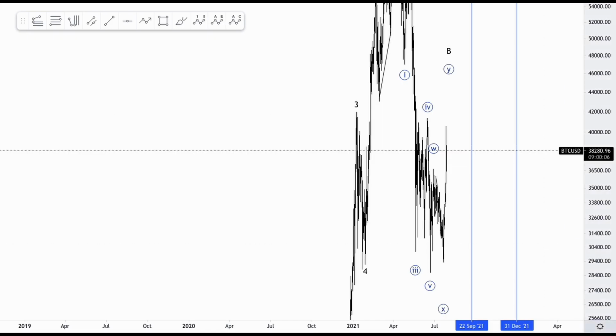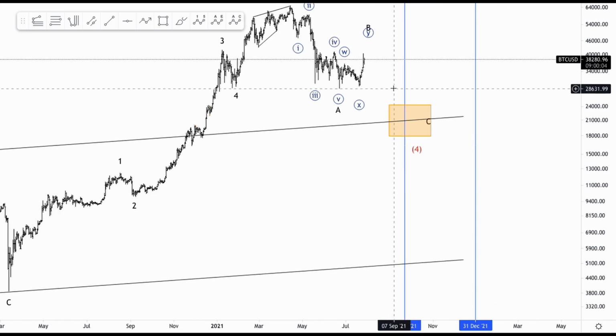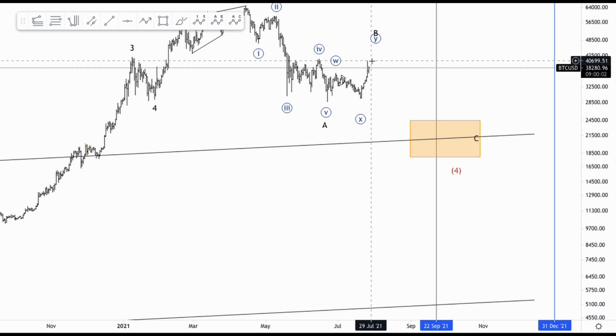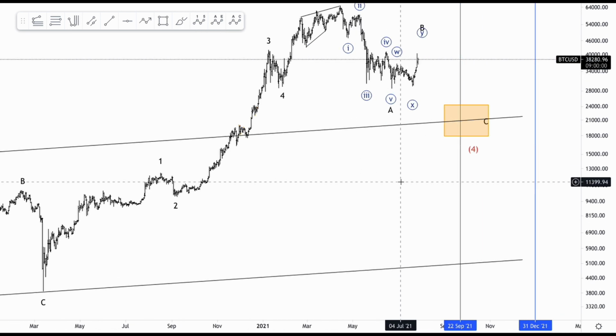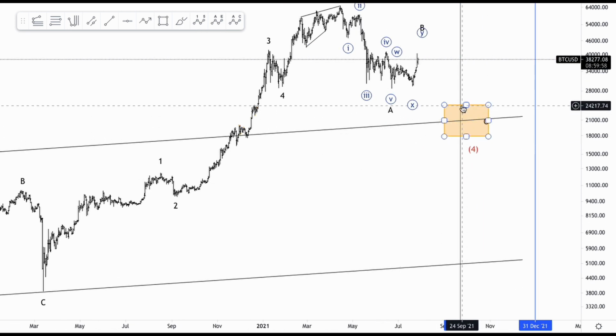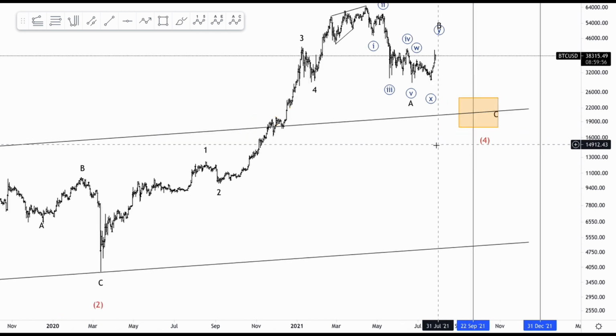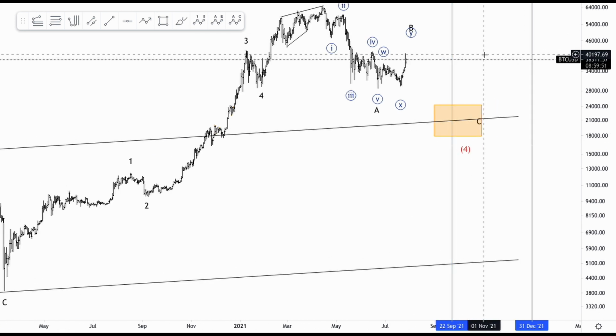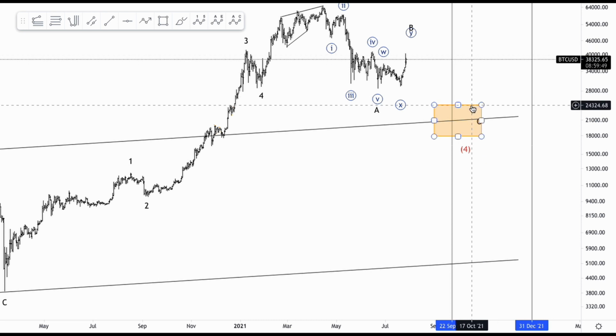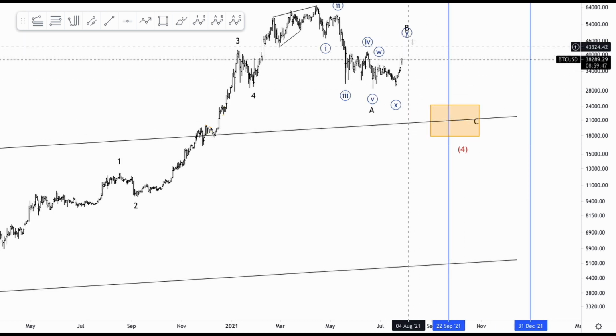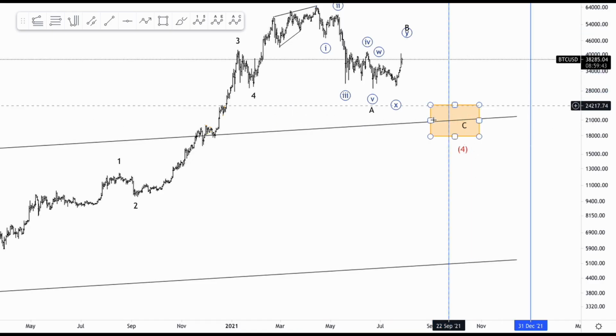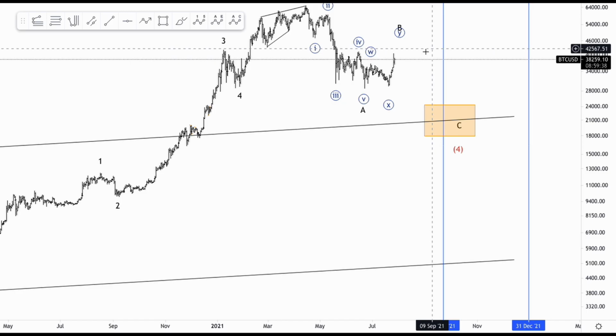Now, if I take you back to the daily, for instance, we can see that with a top completed here, my zone of interest would be this one between 4 and 17,000, which, as I mentioned many times in my previous video, is a zone of confluence for many things. But even if we move higher, I would still look for a buying opportunity around this area. So I'll monitor what's going to happen in Bitcoin.